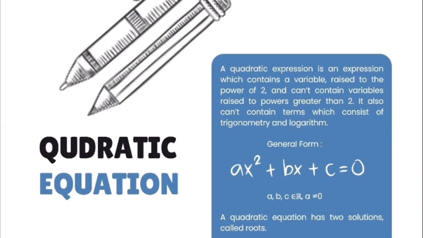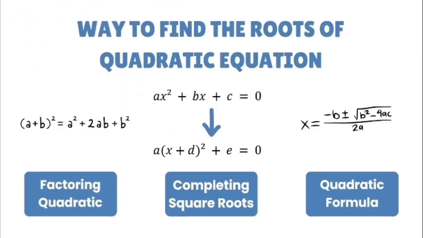A quadratic equation has two solutions called roots. There are three ways to find the roots of a quadratic equation. The first way is factoring quadratic. It is called factoring because we find the factors. A factor is something we multiply by. For example, in the brackets (a plus b) to the power 2 is equal to a squared plus 2 times a times b plus b squared.